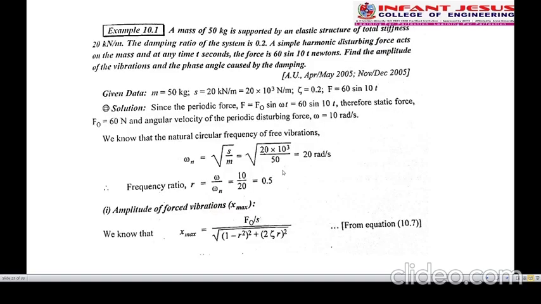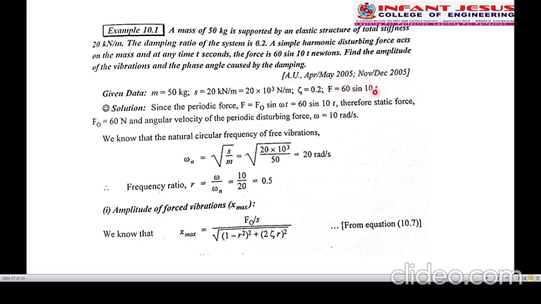Next we can see some problems based on these formulas. A mass of 50 kg is supported by an elastic structure of total stiffness 20 kN per meter. Mass M is given, stiffness S is given. The damping ratio of the system is 0.2, that is zeta. A simple harmonic disturbing force acts on the mass, and at any time t seconds the force is 60 sin 10t newtons. That formula is in the form of F naught sin omega t, so this is F naught, this is omega.